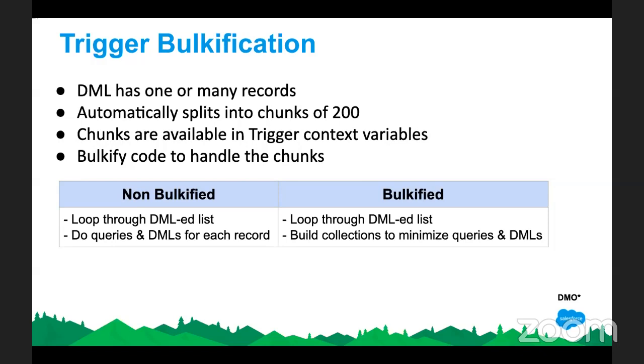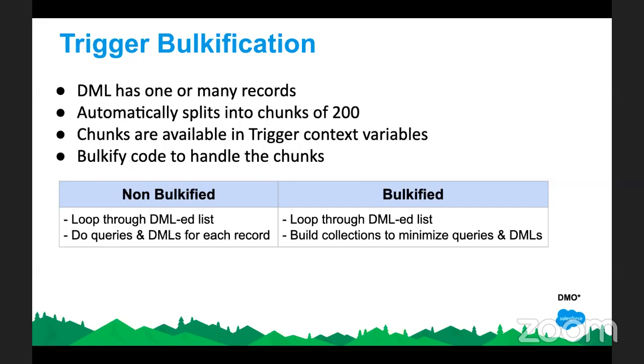So if I do 500 records in an insert, the trigger will run 3 times automatically. It will be behind the scenes. We don't have anything to do with this. So it will first split into 200, then another 200, then another 100. If it is 401 records, 200, 200, 1. So those will be the chunks Salesforce will be splitting the records into. And these chunks are available for us through what we call trigger context variables.